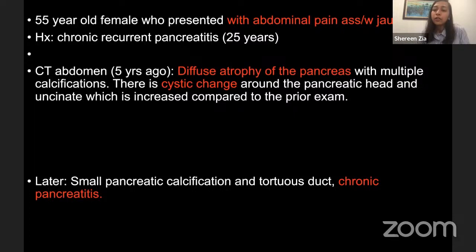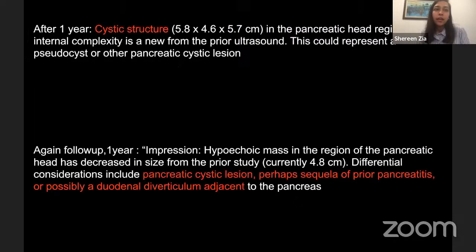Later on, as she was being followed up after a year, there were still changes associated with chronic pancreatitis. Even one year after that, there was a cystic structure seen in the pancreatic head that measured about 5.8 centimeters in the largest dimension.